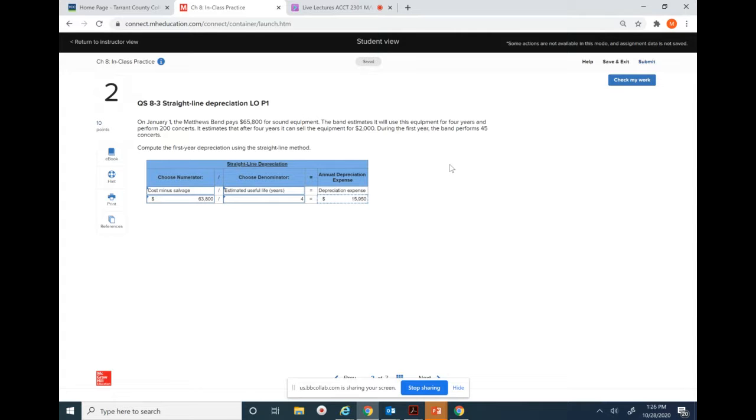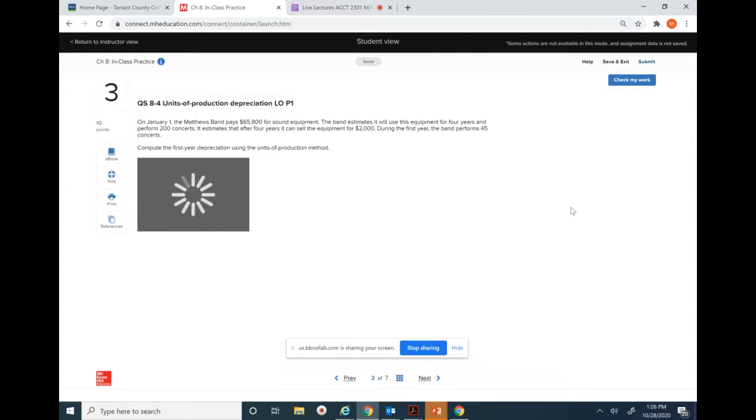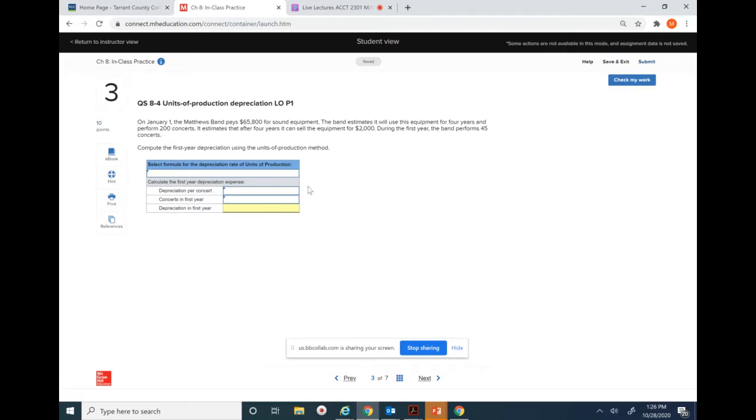This is the straight line depreciation. Just like I did on the whiteboard, we are using the useful life in periods, in this case, years. Earlier, I noticed this number, concerts. Well, this is really not a useful number when we're calculating straight line depreciation. It is a very useful piece of information for the next problem that we'll be on. For the units of production, we need to figure out what the depreciation per concert is.